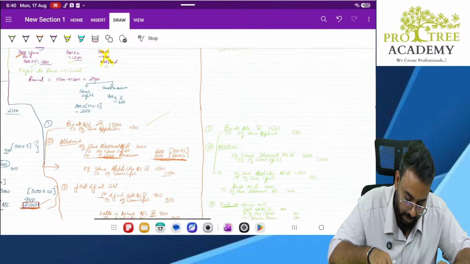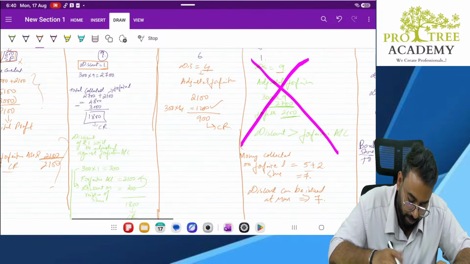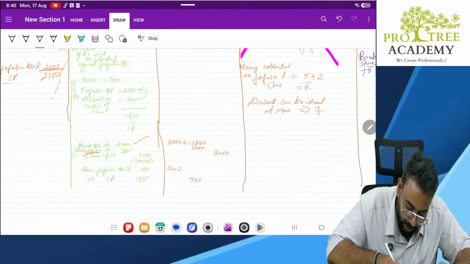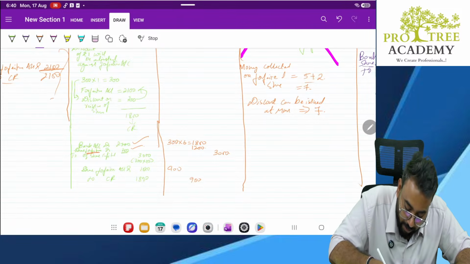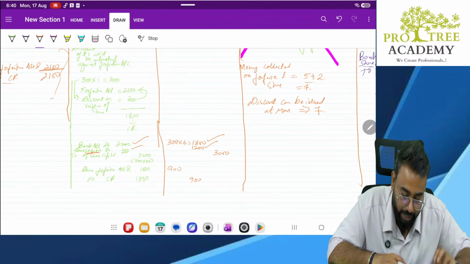Have we discussed this? Yes. Where did we discuss it, sir? Show me, sir. Here, see here. Bank account debit, share forfeiture account debit. Here also, bank account debit 1800, share forfeiture account 1200. Clear? Same entries.